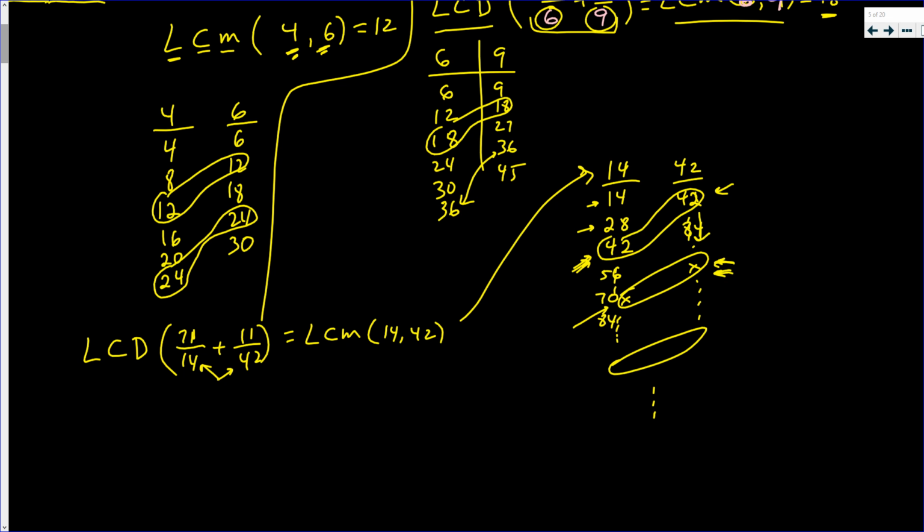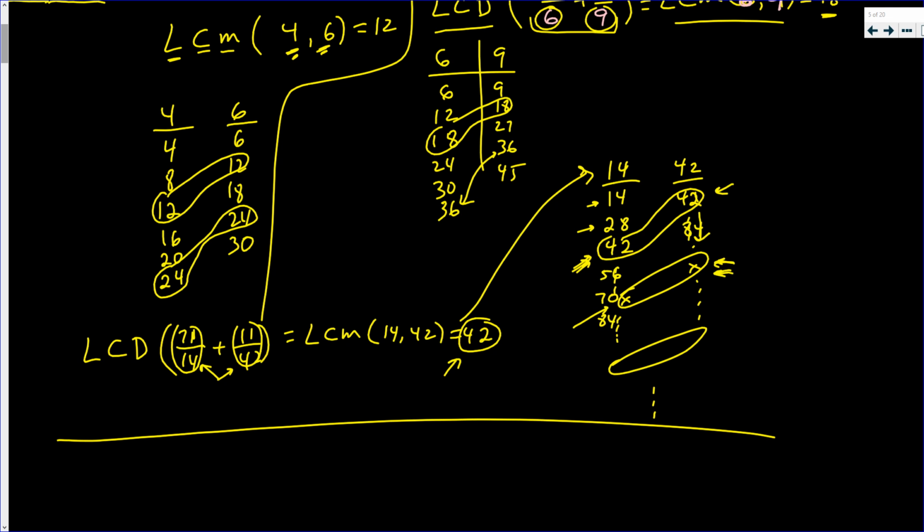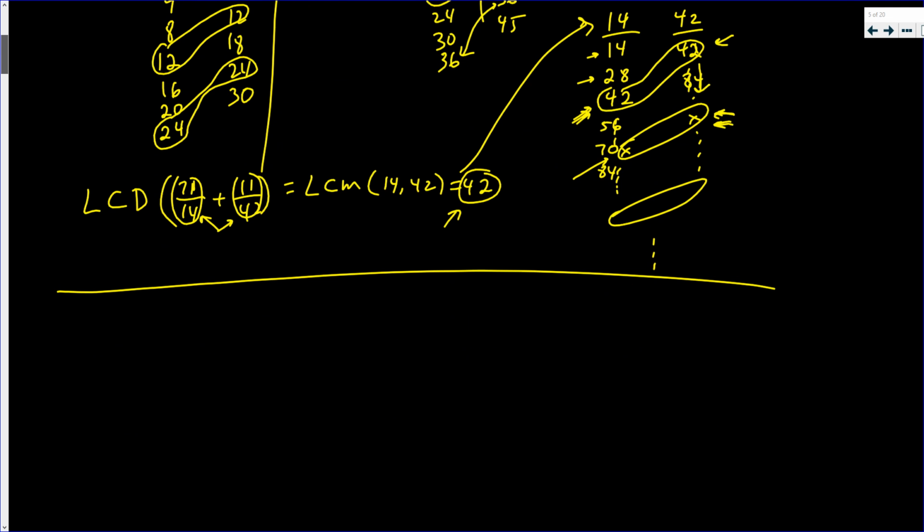Okay, so 42 is going to be the least common multiple. That is, the LCD of these two fractions is 42. Let us try another one. Now, let's look at 14 and 42 again.